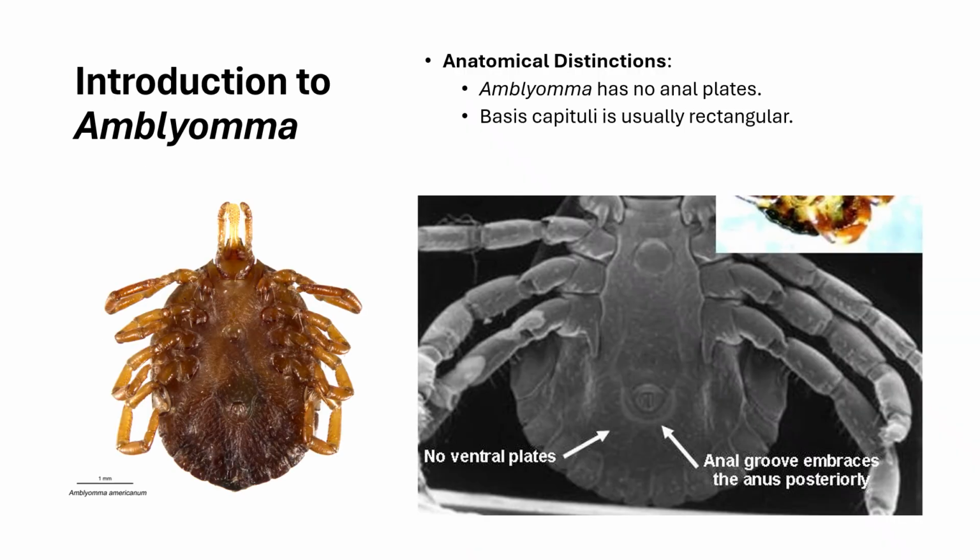Another anatomical distinction has to do with the shape of the basis capituli. The basis capituli is usually rectangular for the genus Amblyomma. For the ventral portion of the body of the genus Amblyomma, they also have the absence of the ventral plate.